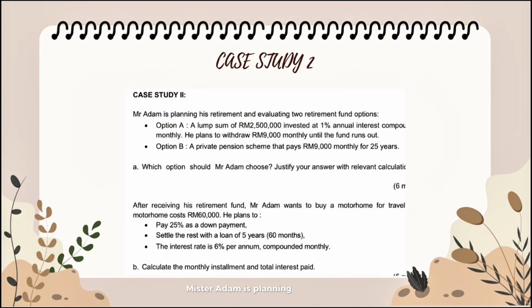Next up, case study 2. Mr. Adam is planning his retirement and evaluating 2 retirement fund options. Option A, a lump sum of 2,500 invested at 1% annual interest compounded monthly. He plans to withdraw 9,000 monthly until the fund runs out. Option B, a private pension scheme that pays 9,000 monthly for 25 years. So, which option should Mr. Adam choose? Justify your answer with relevant calculation.